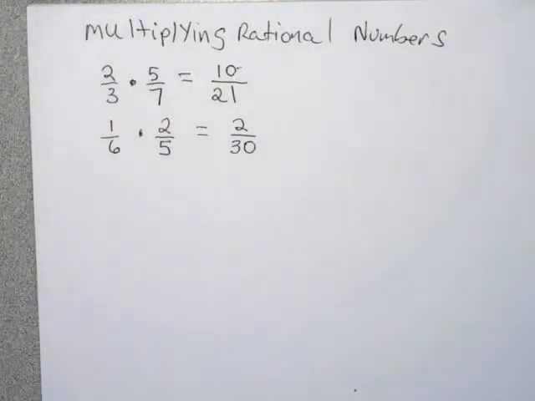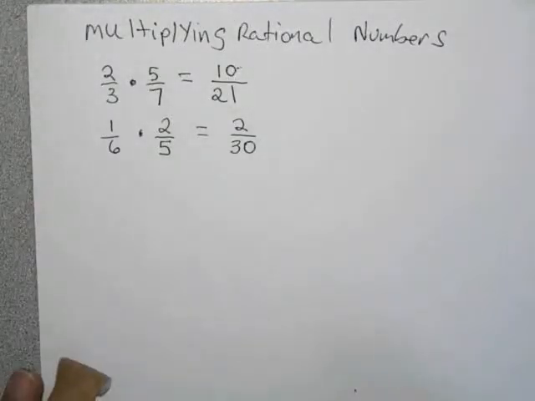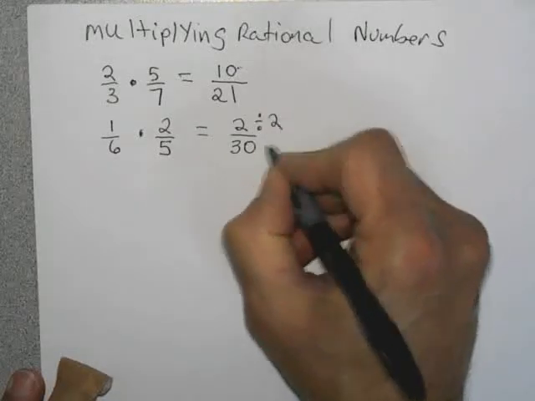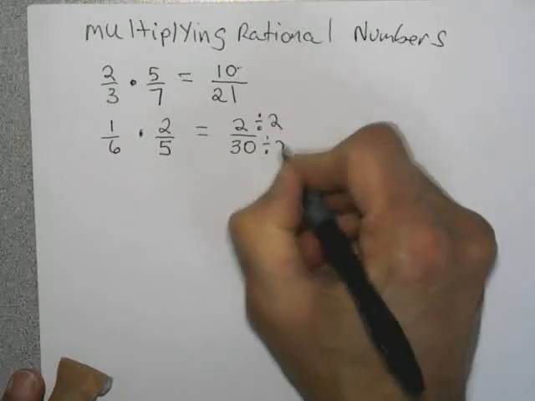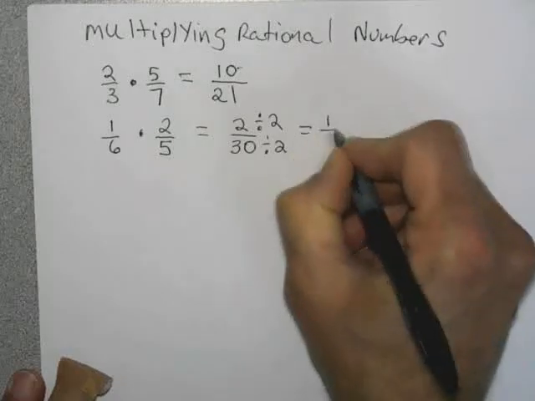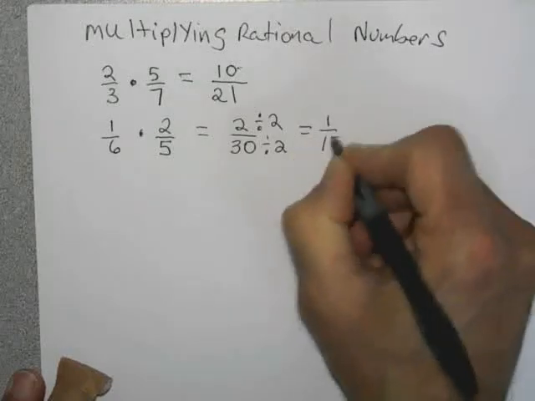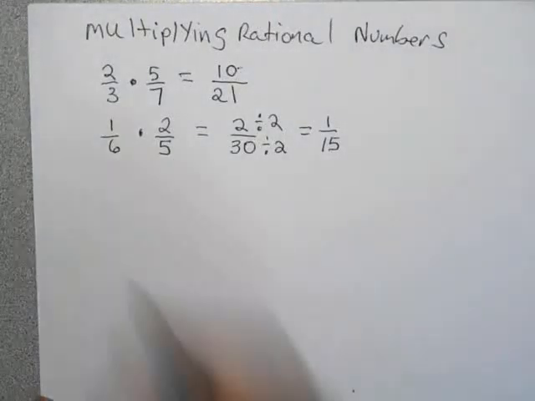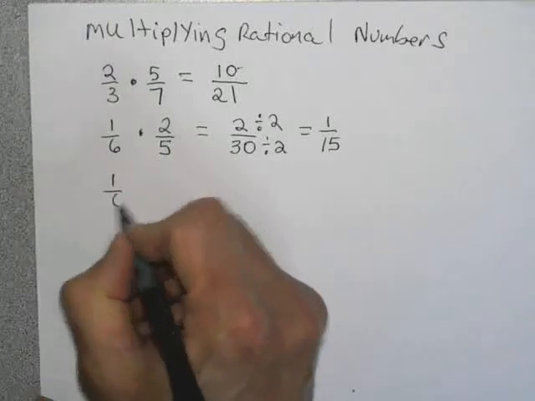And many of you are probably saying, yes, Mr. Weidlock, and that would simplify to 1/15. And how would that occur? Well, the common factor shared by both 2 and 30 is 2, and by dividing both the numerator and denominator by 2, we would end up with 1 over 15. It's also true that we can divide or simplify by 2 before we multiply. Let's take a look at how that works.